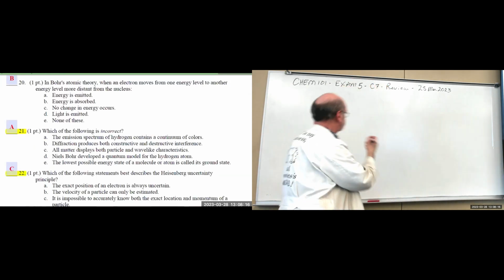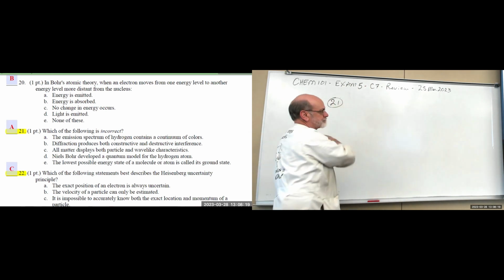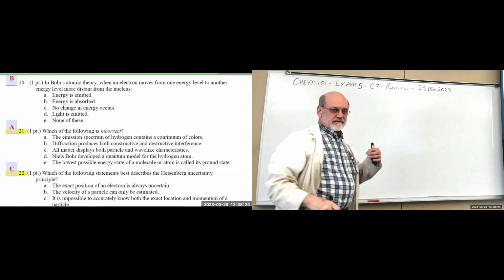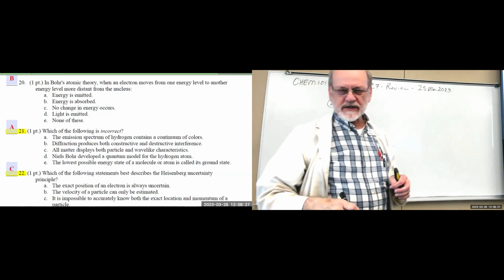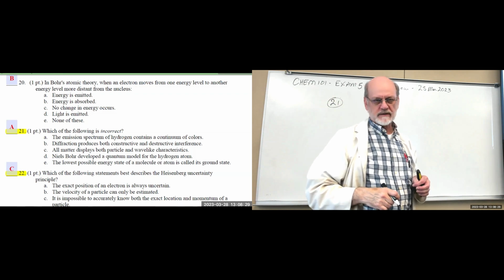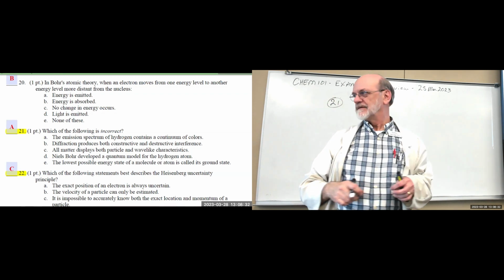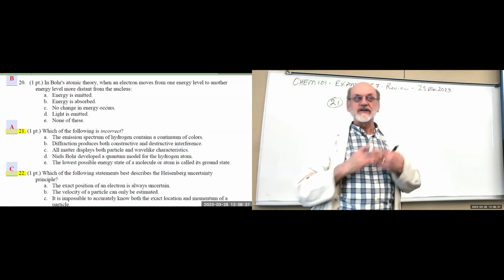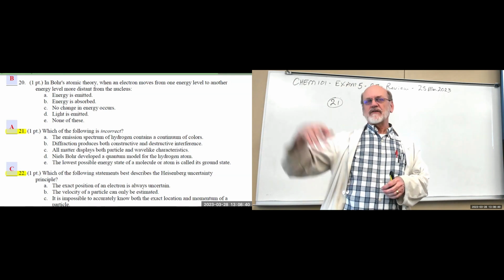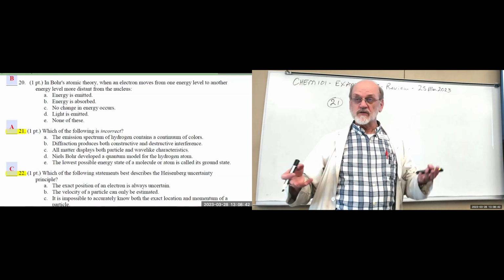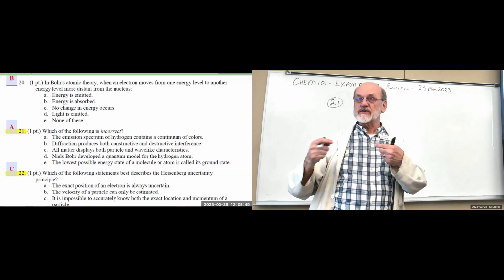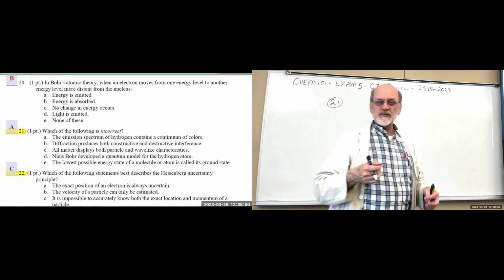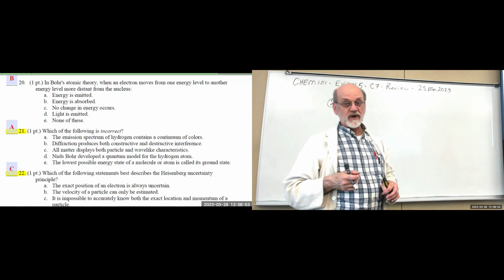Okay, 21. Which of the following is incorrect? The emission spectrum of hydrogen contains a continuum of colors. No, no, it's a line spectrum, not a continuous spectrum. The light from the sun is a continuous spectrum because it's got transitions of many different elements combined into one. The emission spectrum of hydrogen is a line spectrum, not a continuum. So A is false.